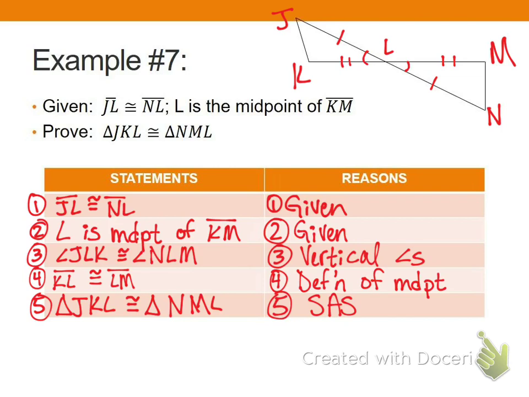Questions about our proofs, our notes? Side, side, side, side, angle, side. Yes, ma'am. When we do our reasons? Yeah, sometimes you'll use theorems in there instead of just definitions or diagrams.